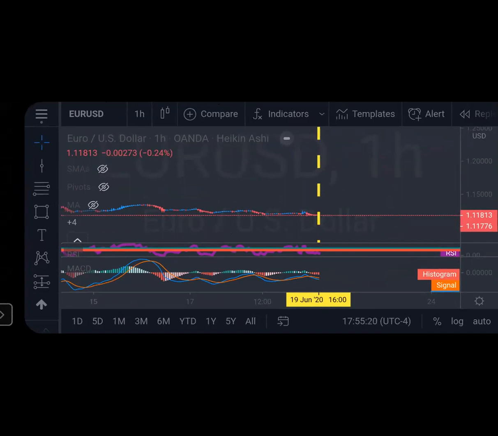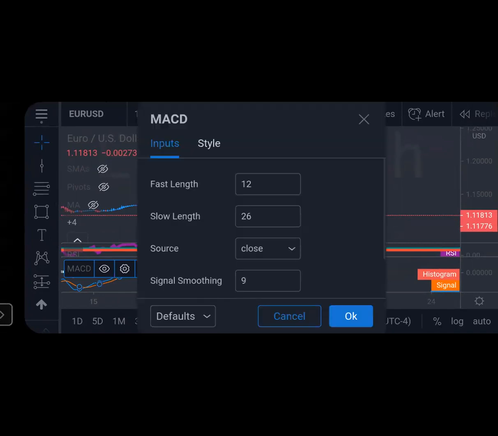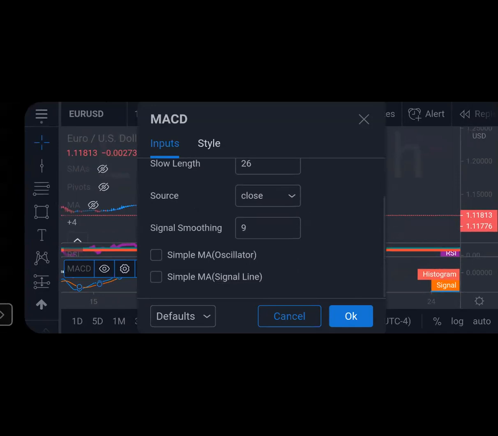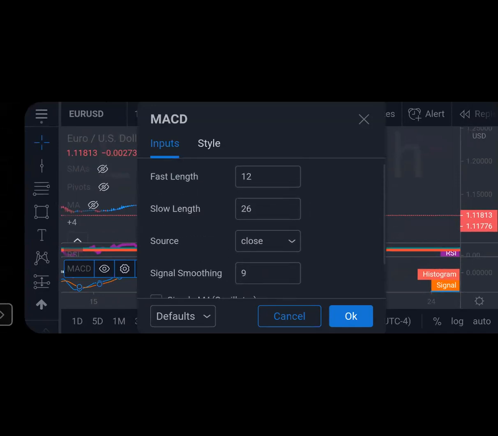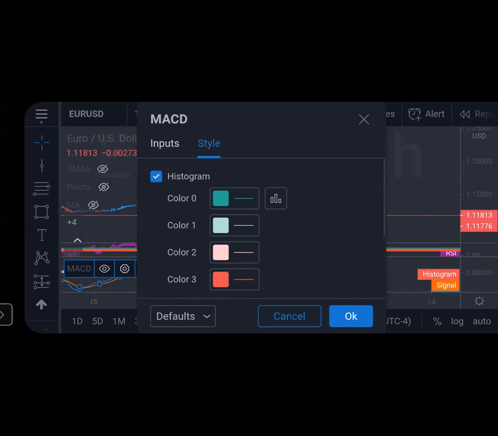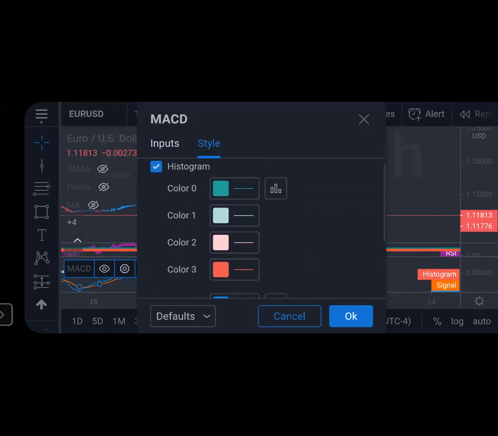Okay. I should be able to click on my settings here. Actually, I think it's going to answer both of y'all's questions. So here's the MACD, and here's what I have it set to, right? So screenshot that, and I'm going to go to the style and show you how to do the different colors. 12, 26, close. Okay, I'm going to go over to the style, and these are my colors.